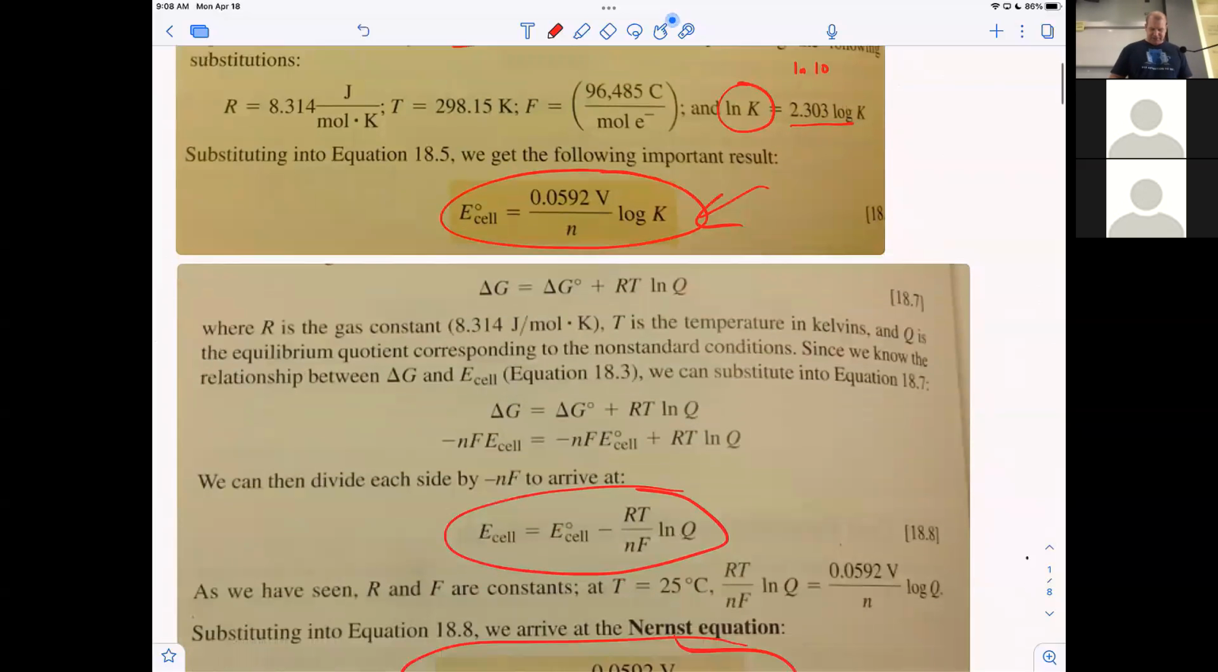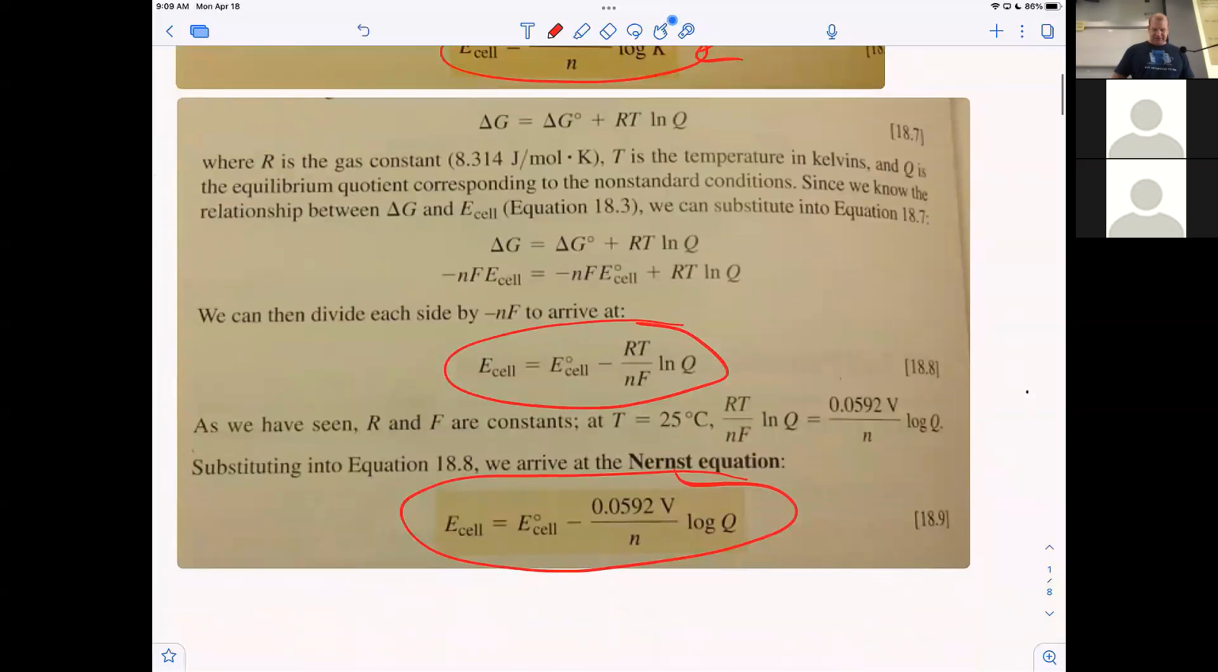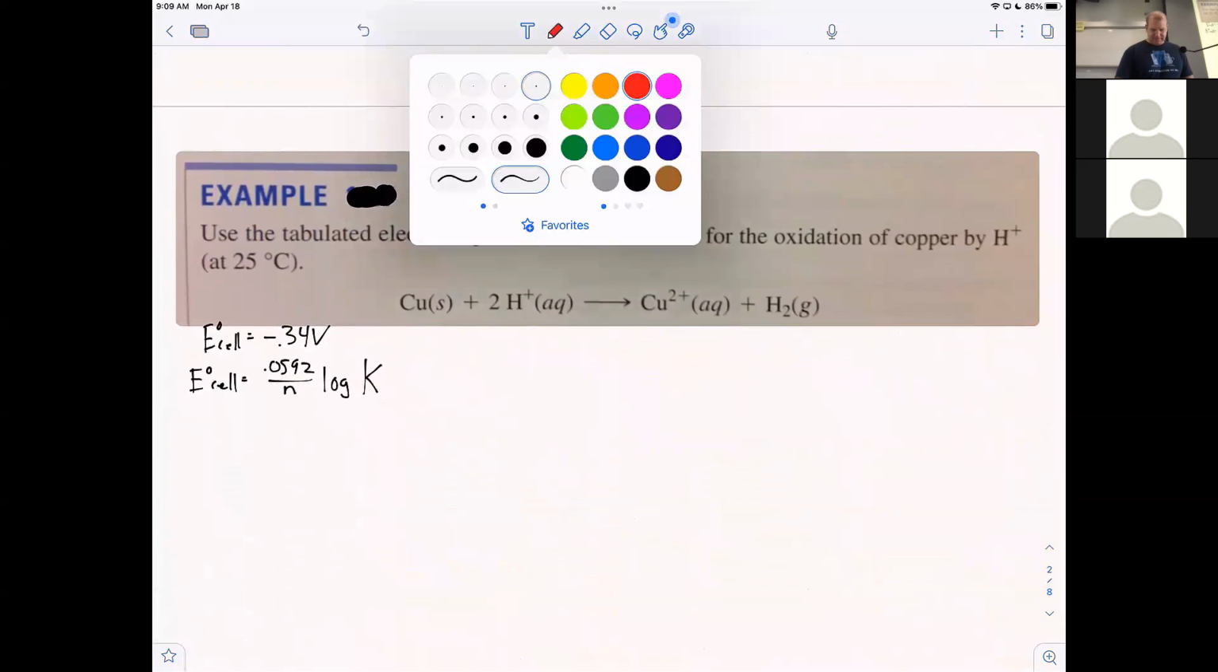Okay, and then another equation. For non-standard conditions, you can similarly have this equation here, and this is known as the Nernst equation, where the non-standard cell potential is equal to the standard cell potential minus 0.0592 volts over the number of moles of electrons transferred times the log base 10 of the reaction quotient Q. This is similar to this equation here where you have the standard plus RT ln Q, and it's a similar derivation to the top one. So let's use these for some calculations.